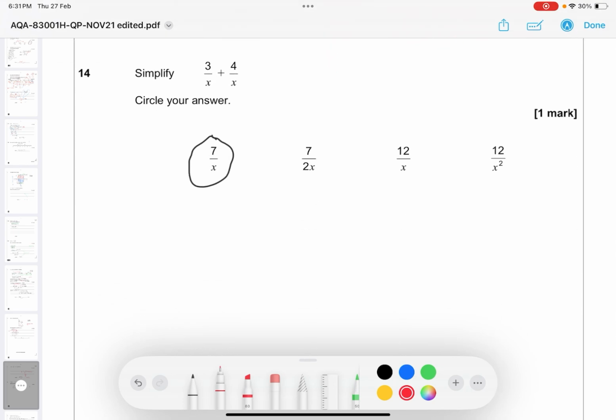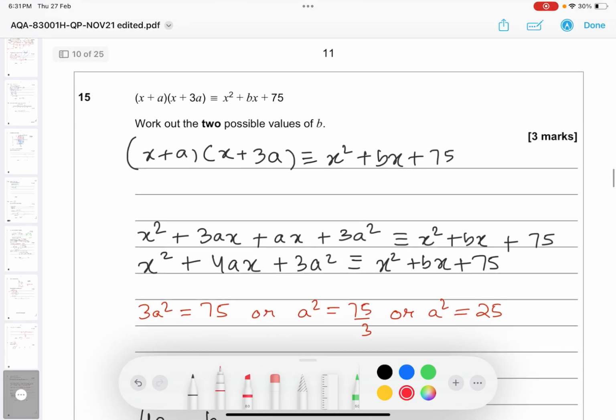Simplify 3 by x plus 4 upon x. How can I solve it? Denominators are same. Just add the numerators. Never add the denominator. So the answer would be 7 by x. Let us move on to the next one.